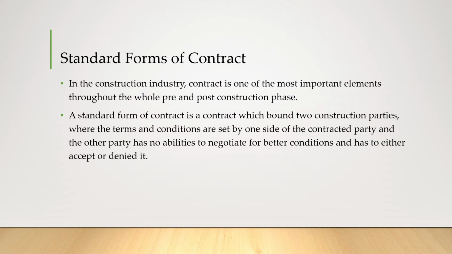So what is a standard form of contract? In the construction industry, contract is one of the most important elements throughout the whole pre- and post-construction phase. A standard form of contract is a contract which binds two construction parties, where the terms and conditions are set by one side of the contracted parties and the other party has no ability to negotiate for better conditions or terms, but has to either accept or deny it.